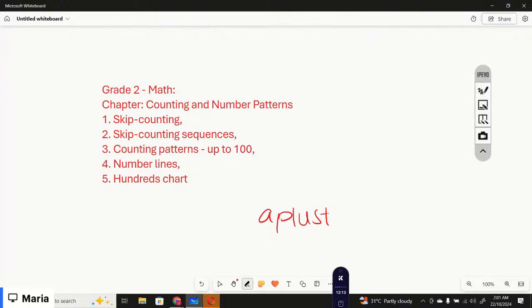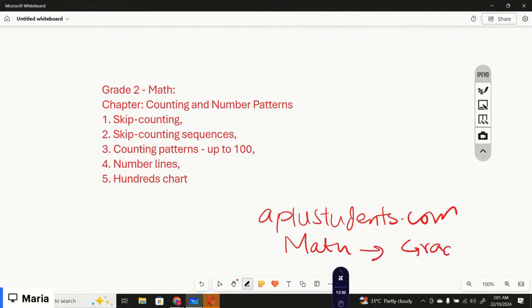You can find all the lessons on aplusstudents.com. You have to log in there using your email address and password as provided by the administrator. Then you have to select math from the subject tab. Scroll down to grade 2 math and then click on view all lessons. There you can find the list of the chapters. We're going to start with the chapter counting and number patterns.